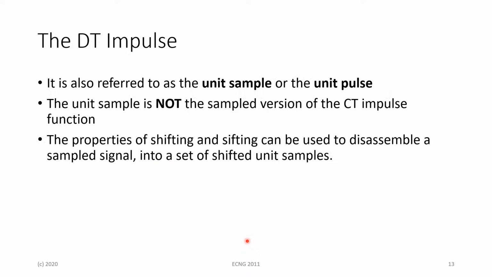Now, the discrete time impulse is referred to as the unit sample or the unit pulse, and it's quite important that you realize that the unit sample is not a sampled version of the continuous time impulse function. It is not that you sample the continuous time impulse function to get this. The unit sample exists independently of the continuous time impulse function. And basically, you can apply the same shifting and sifting properties that you saw for the continuous time impulse function to our unit sample or discretized time impulse, and you can manipulate signals accordingly as well, just as you did in continuous time for the discretized time version.